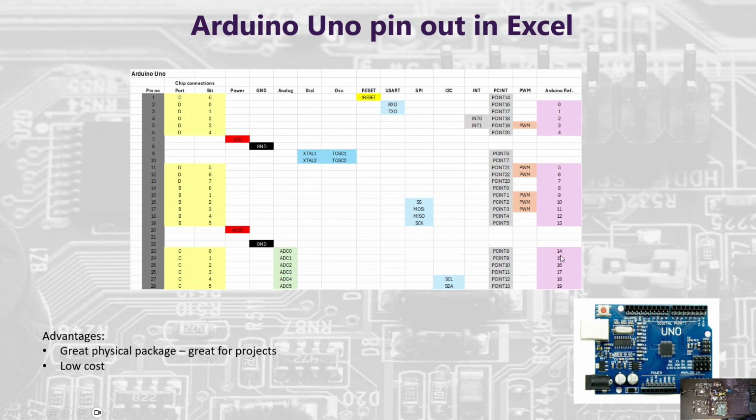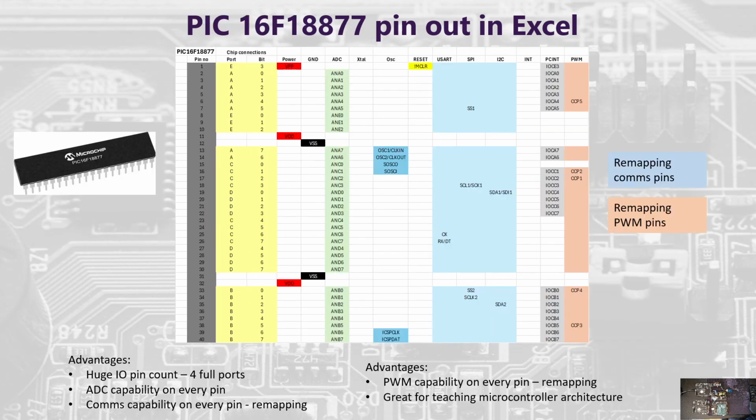And on the last column, we've got the Arduino reference. The Arduino talks about 19 separate pins. The first 13 are digital and the last 6 there are analog. Now the Arduino is a great physical package, and there are advantages and disadvantages of this simplified notation. Of course, it's fantastically low cost and it's brilliant. So that's the Arduino Uno.